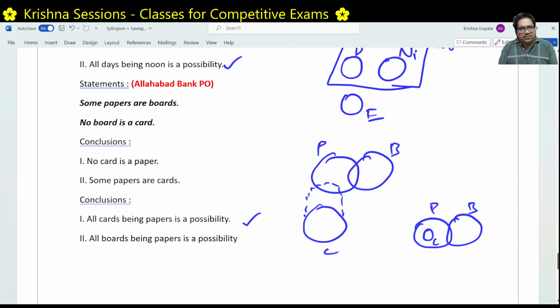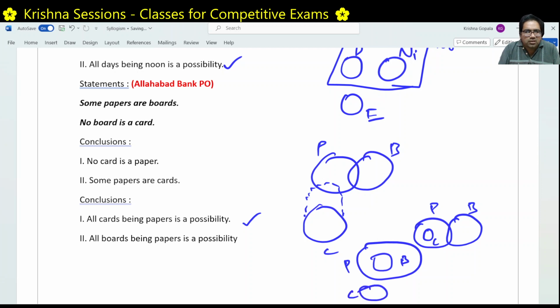All boards being papers is a possibility, is what he's saying. Let's try to draw that diagram now. What he's saying, these are boards and these are papers, and some papers are card and no board is card. Some card like this, right? All boards being papers is a possibility. He's saying this. Is it possible? Yes. Let's look at this diagram and given condition. Some papers are boards. Yes, some papers are boards. No board is a card. No board is a card. So this is definitely possible, right? Some papers are boards.